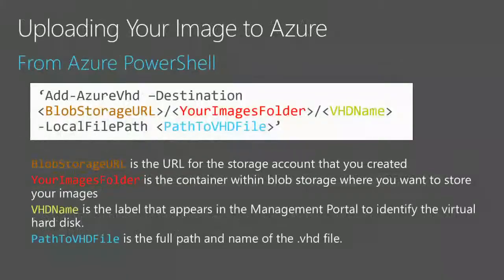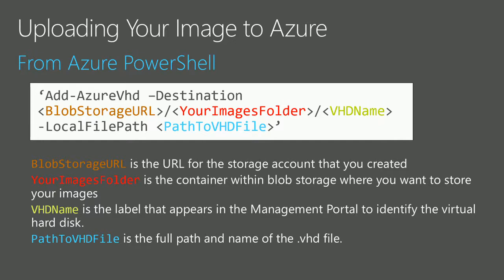Now let's come to the last step, which is really to upload your images. You can do this from PowerShell. It's very simple. I'll explain the command. The first one, you see Add-AzureVhd. That means I'm uploading a VHD, and the blob storage URL is the URL of the storage account we just created in your Azure, and that's the URL you can use here.